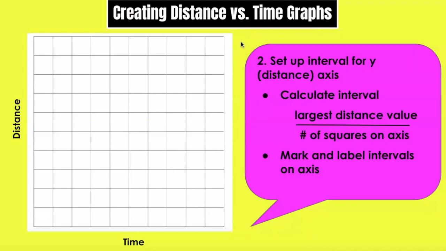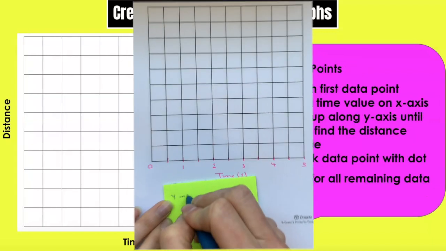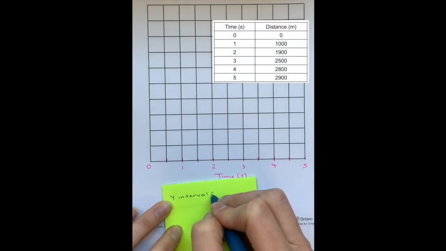Now that we've set up our x-axis, we'll go ahead and repeat the exact same process for our y-axis, which is of course our distance axis. We'll use this same formula by using the largest distance value divided by the number of squares on the y-axis. Once we calculate this, we will also go ahead and use that interval to label all of the intervals on our y, or our distance axis. Now we'll move on to our y interval.